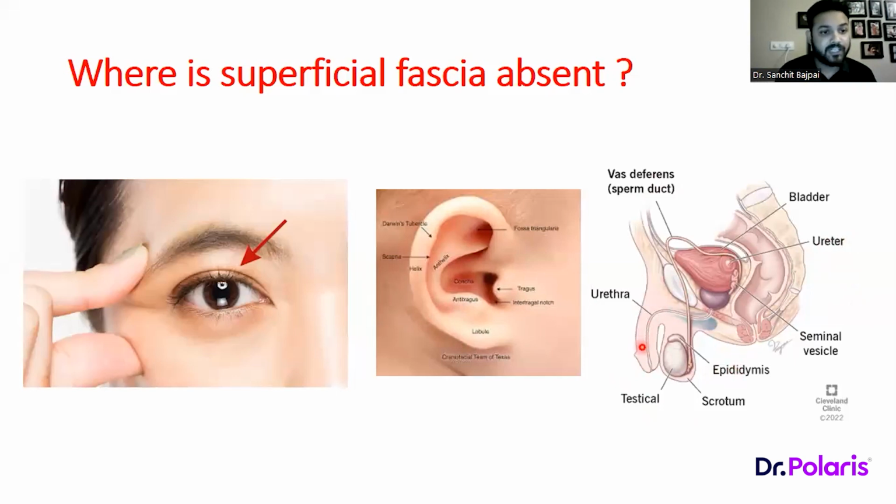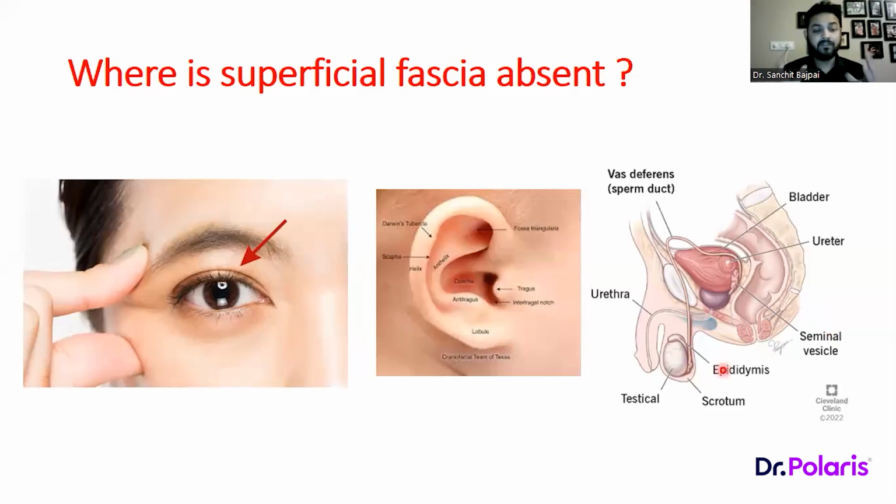The penile shaft and the scrotum both don't have superficial fascia. Just remember this right now. I'll later on come into what exactly is the anatomy here. But the penile shaft as well as the scrotum do not contain superficial fascia. So if I tell you four things where superficial fascia is absent: eyelids, external ear framework, scrotum, and penile shaft. These are the four areas where you do not find this kind of fascia.